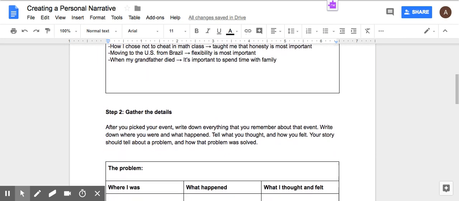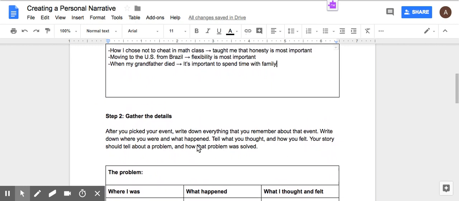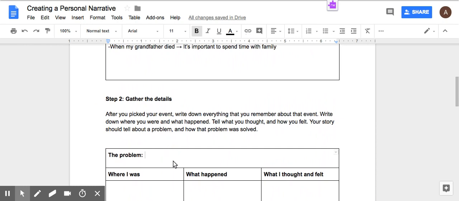So step 2 is gathering the details. I'm going to pick one of those events, and I'm going to put details about what happened in that event. As I'm writing about that, I'm going to write where I was and what happened, what I was thinking and feeling, and what the problem was and how it was solved or fixed. So as we know, the problem was students were going to cheat in math class. That was the problem of my personal narrative.